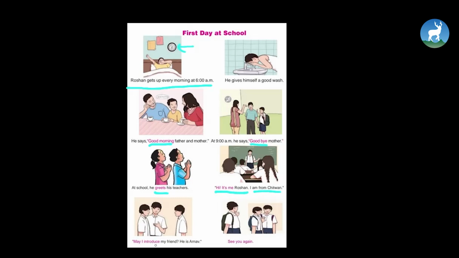Now, Roshan is introducing his friend to someone else. How does he introduce? He says, "May I introduce my friend? He is Arnab." What statement does he use? He opens the statement, the question sentence, by saying, "May I introduce my friend? He is Arnab." Now, the last part of the picture suggests, "See you again." Why does he say "see you again"? Because he is going back home, right?